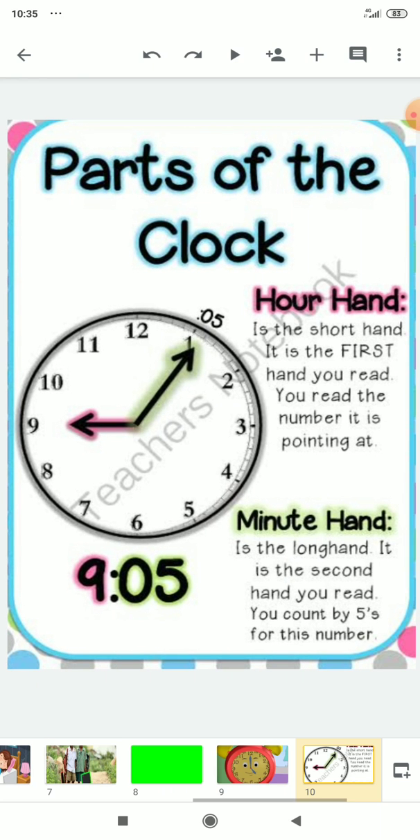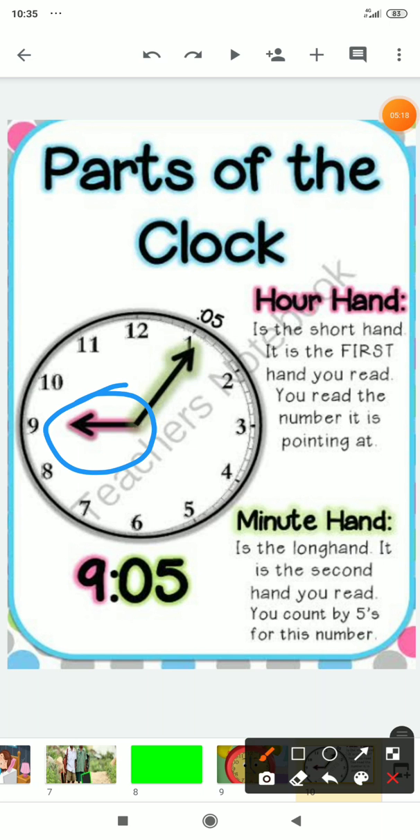Children, as I told you, there are so many parts of a clock, but the most important parts are the hour hand and the minute hand. What do you mean by hour hand? The short hand, if you see here, is known as the hour hand and the long hand is known as the minute hand. So when the short hand goes to 9, 10, 11, 12, it is known as the hours. And when the minute hand goes to the lines given between the numbers, that's why it is known as minute hand. The minute hand is faster than the hour hand.